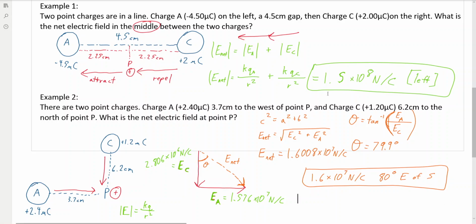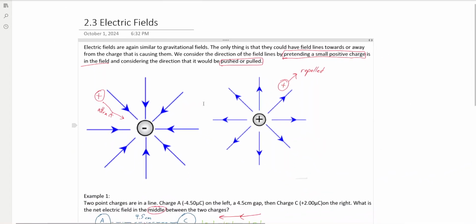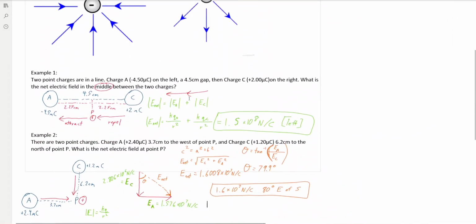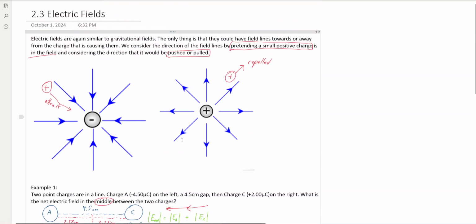All right, so I hope this video helps you better understand electric fields, how to solve things, and also understanding that it's from the perspective of a positive charge within the field. That's how you decide the directionality.